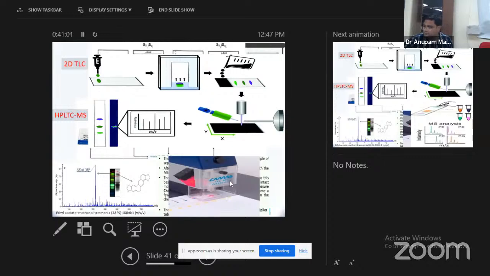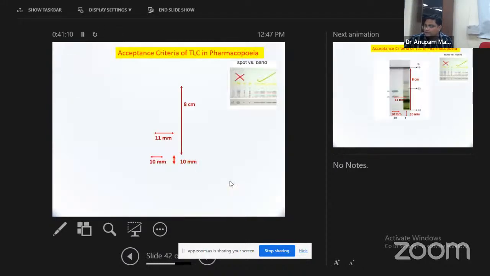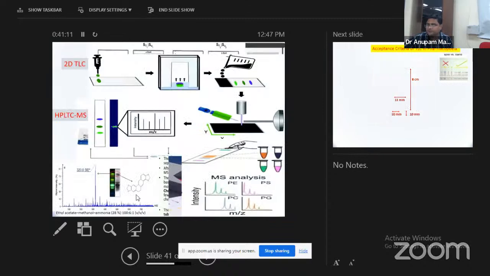When it is connected with the HPLC, you can directly get the spectra of any compound. If your system has the library, then it will directly match which spot is which marker compound, and which group of compounds it belongs to.